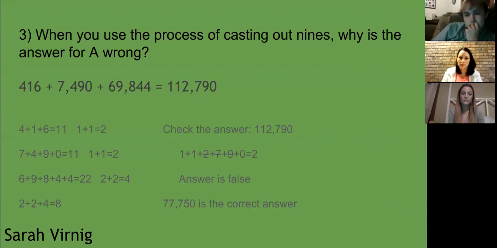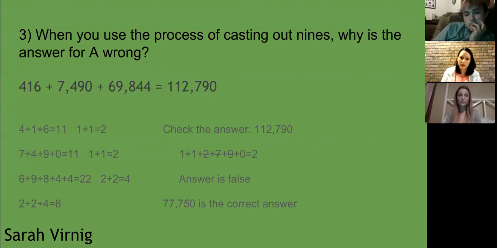7,490, same thing. We're going to add each digit together, which gives us 11. It's more than 9, so we're going to do 1 plus 1 equals 2. 69,844, break that apart, it will give us 22. Obviously, that's more than 9. Break it apart to 2 plus 2 equals 4. All right, so now here's what we're going to do. We have all these sums. What we're going to do now is add them together. So 2 plus 2 plus 4 gives us 8.